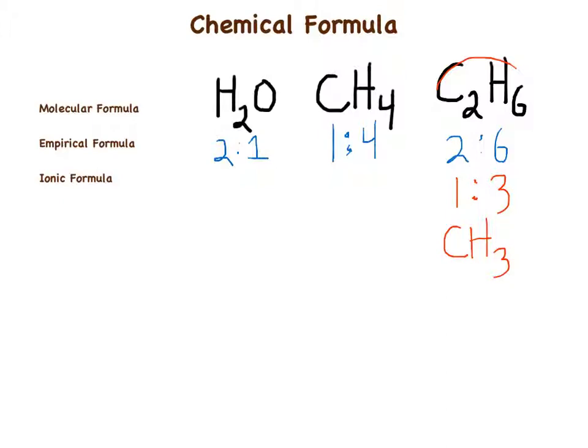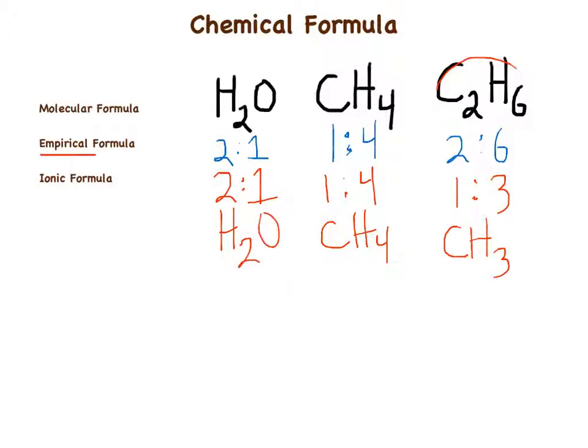Alright, how about these two? CH4. We have 1 to 4. Can that be reduced any further? Nope, so it stays 1 to 4. Therefore it stays CH4. And then this one stays exactly the same because you can't reduce 2 to 1 any further. So it stays H2O. The red is the empirical formula. The black is the molecular formula.